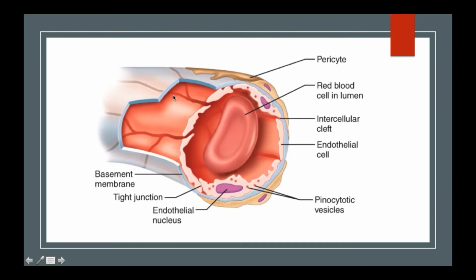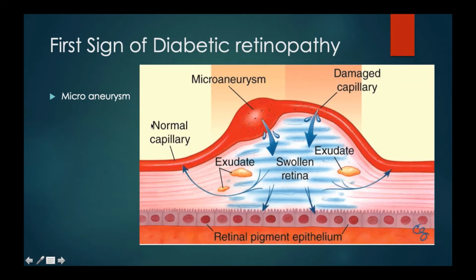That bulging or ballooning, they create a balloon here, is known as microaneurysms. And these microaneurysms are one of the first signs of diabetic retinopathy or diabetic changes in the eye. And this is not hemorrhage, this is not bleeding, but when we look from the top, from an optometrist's point of view, we see a red dot.